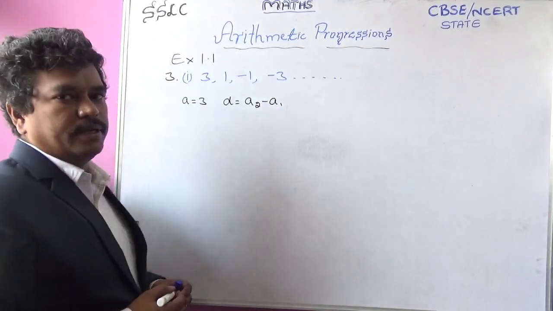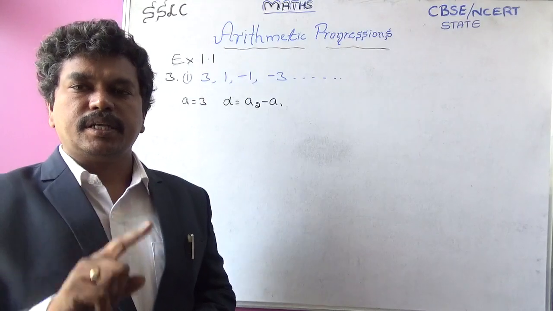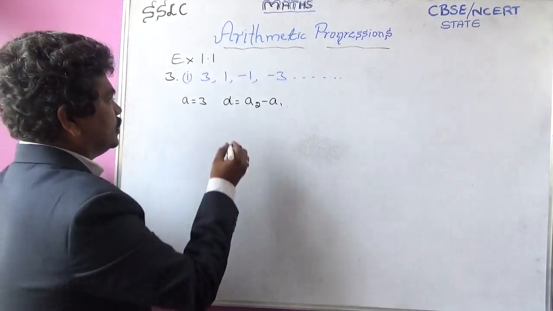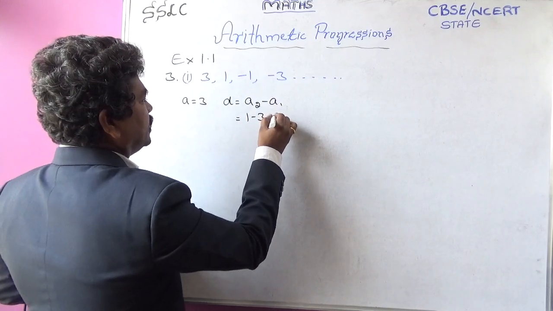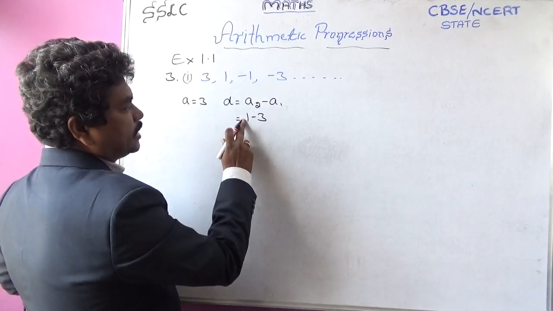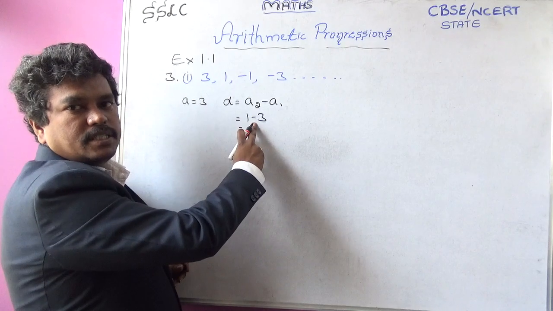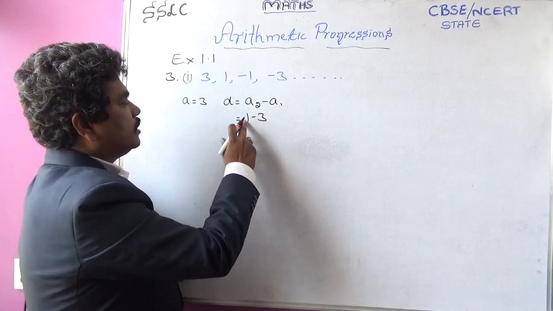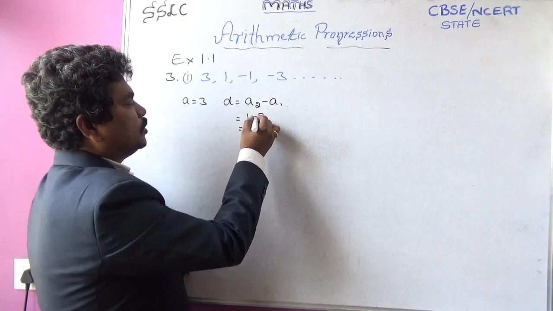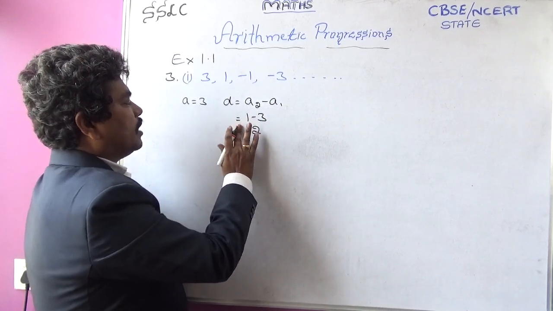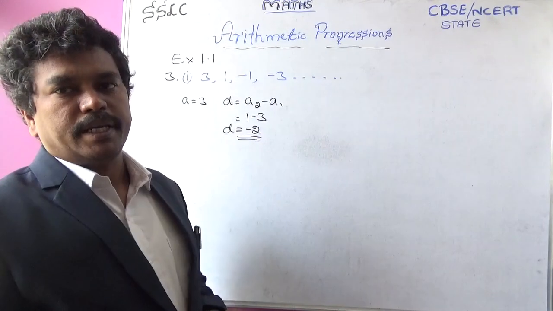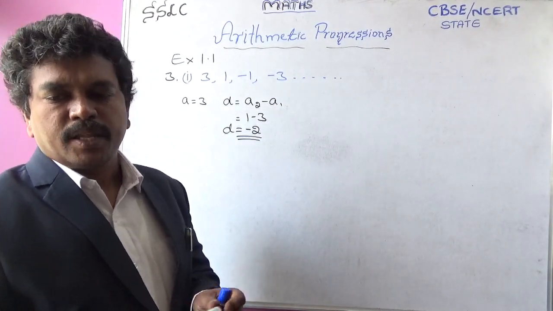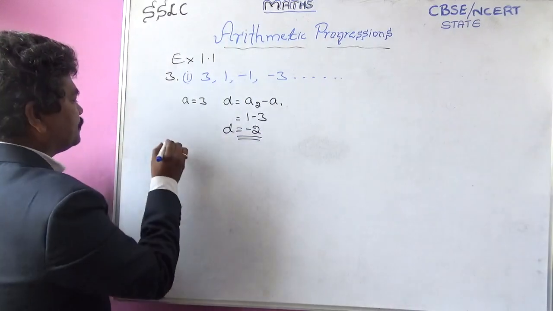You have to find out the D, that is A2 minus A1. You have to subtract the first term from the second term. So here you observe 1 minus 3. So here we have to subtract. Here it is plus, and for 3 it is minus. We have to subtract this one. 3 minus 1, that gives you 2. The greater number symbol here we have to write, minus. So therefore the value of D is equal to minus 2.